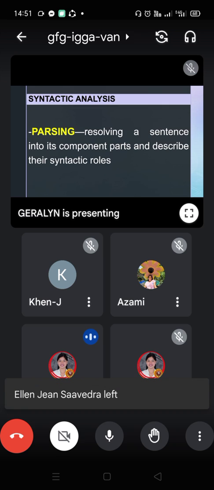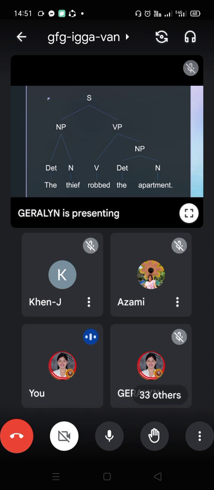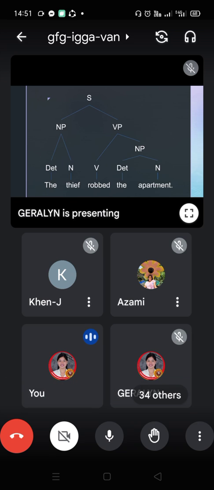Parsing is resolving a sentence into its component parts and describing their syntactic roles. Unsa man yung mga syntactic roles? Later we will know that. Okay, so as I have said, we've done this already. Katong nag-demo-demo ta, pero kato atong gidemo kay that was for word formation. But here, it's almost the same. Nabuhat ninyo ni sa exam 4 sa ALT 111. But we are dealing now with sentences.